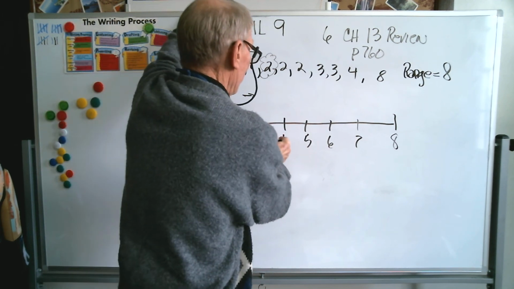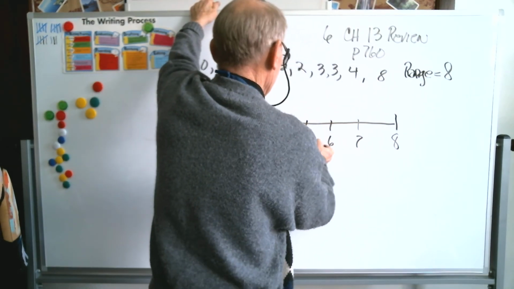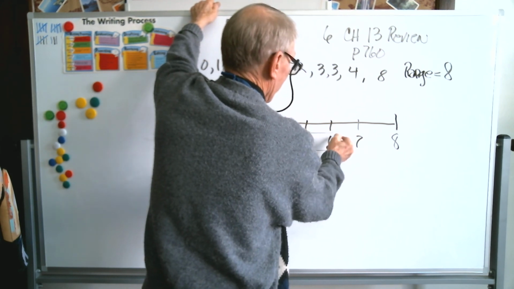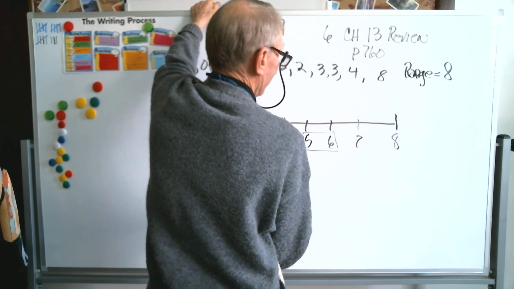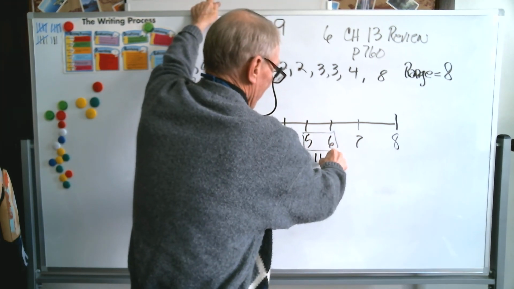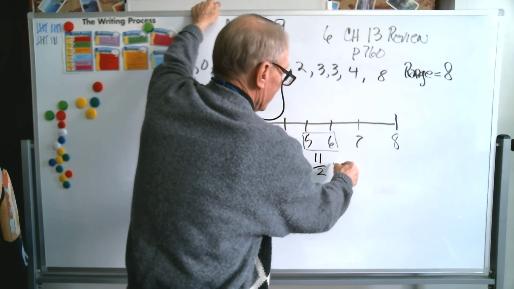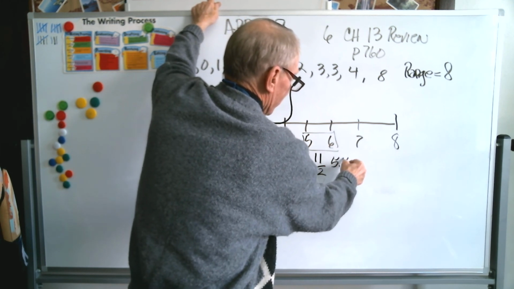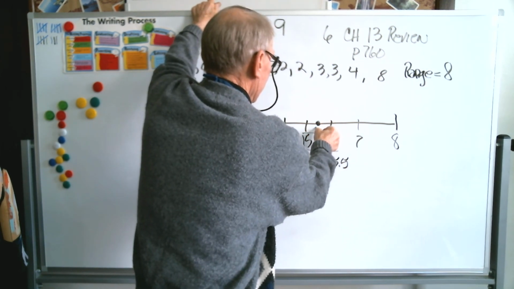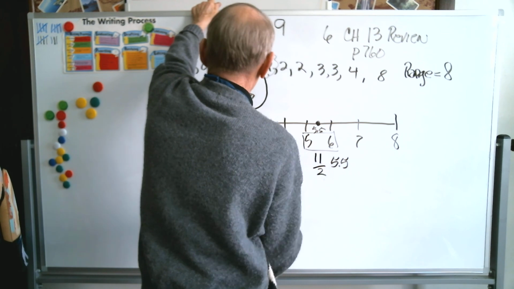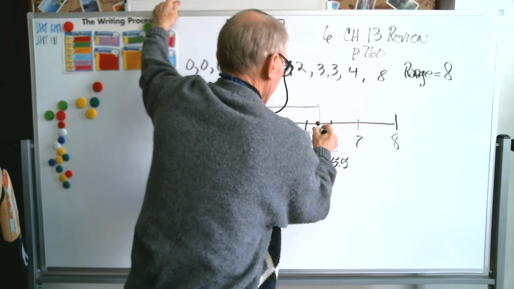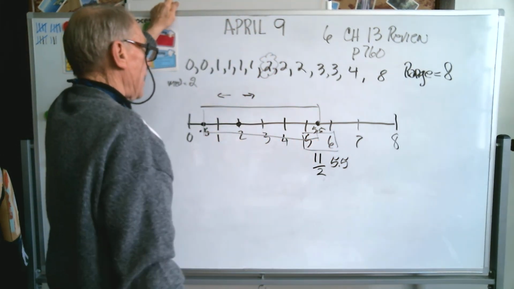Over here we've got 3, 4, 5, 6, 7, 8, an even amount of numbers again. So we're going to take these 2 numbers, add them together. That's 11. Divide that by 2, and it's 5.5. So we're going to come up here and make a dot at 5.5. So now we can build our box plot. There's our box plot.